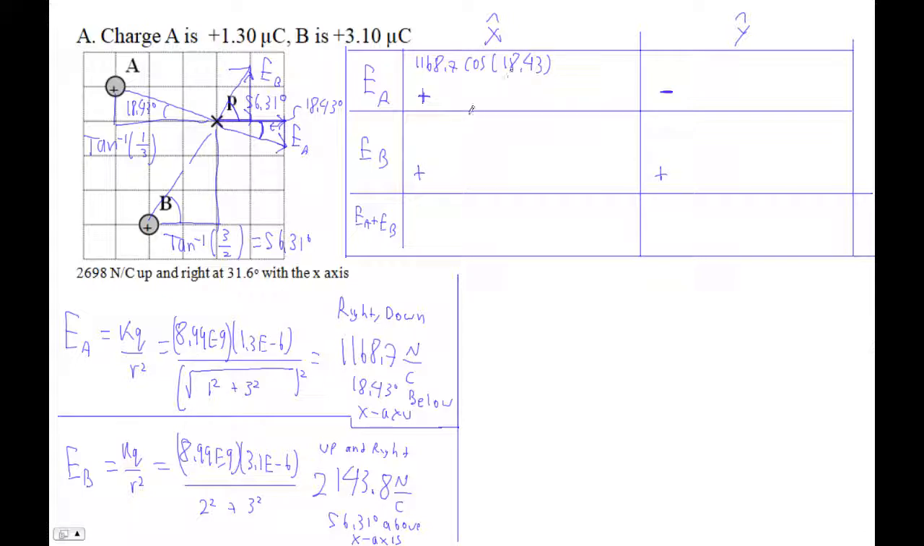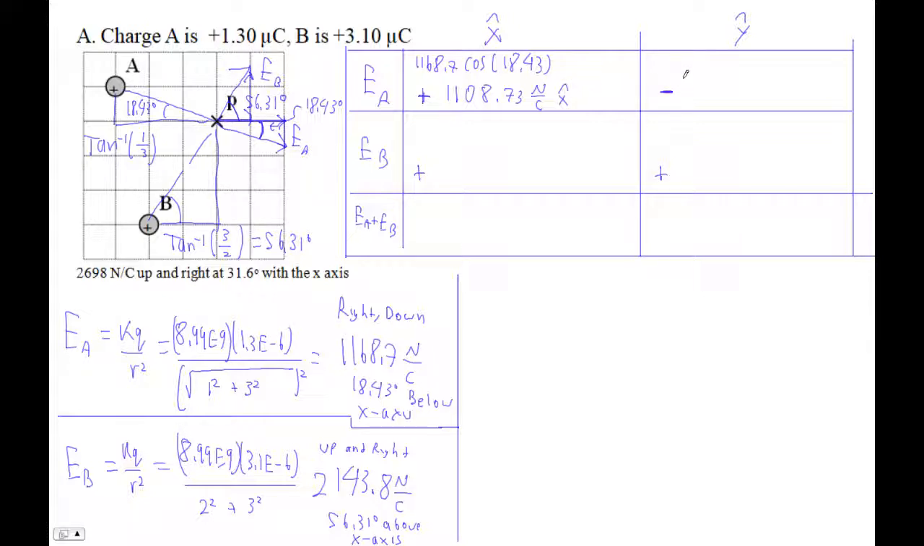Okay, so let's see. What is 1168.7 cos of 18.43? I'm going to go up arrow and find, there it is, I got it. Right parenthesis. I always have to close the parentheses even though I know it's not necessary. Okay, so this is 1108.7, I'll say 73 newtons per coulomb in the X direction.